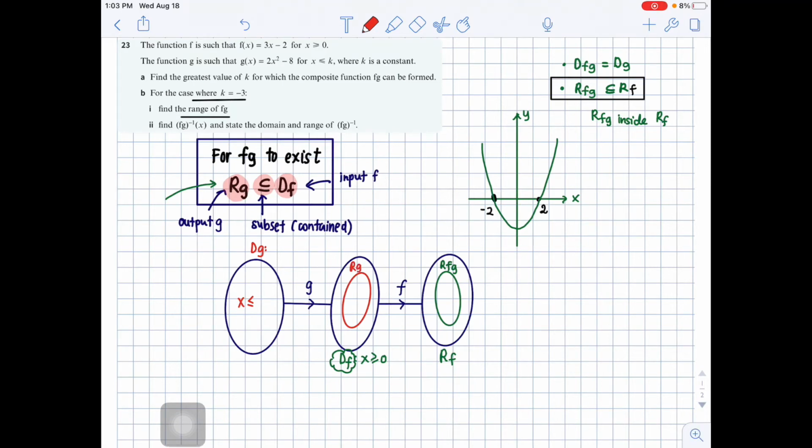K is negative 3. So I am going to put it into my G. My G is a quadratic. What do you get? 2 times negative 3 squared minus 8. You will end up with 10. So let me show you here. My x is negative 3 and this is the 10 that I am getting.